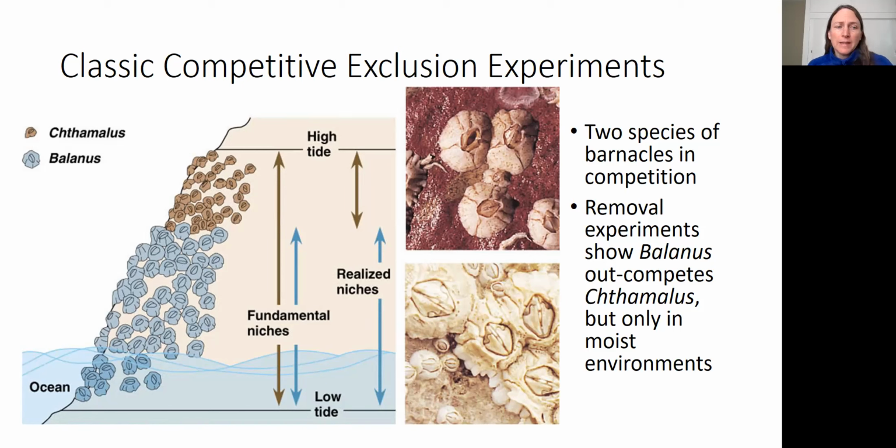And so the fundamental niche of Thalamus, the little one, extends all the way down into the lower zones. But the fundamental niche of the larger one, you can see, only extends up to a specific height. And so what this does is that because Balanus is larger and is able to outcompete the smaller barnacle, it does so in its entire fundamental niche, pushing the smaller barnacle into a much reduced realized niche.